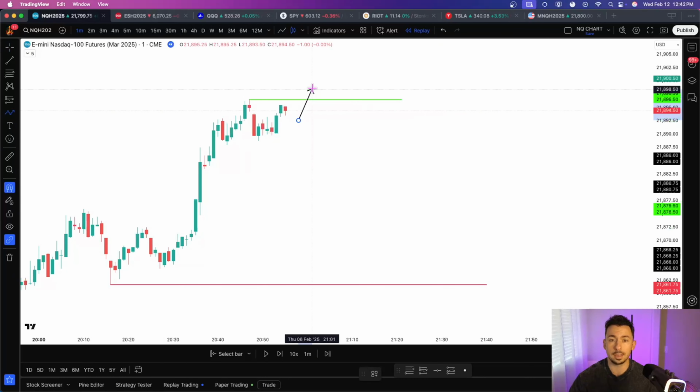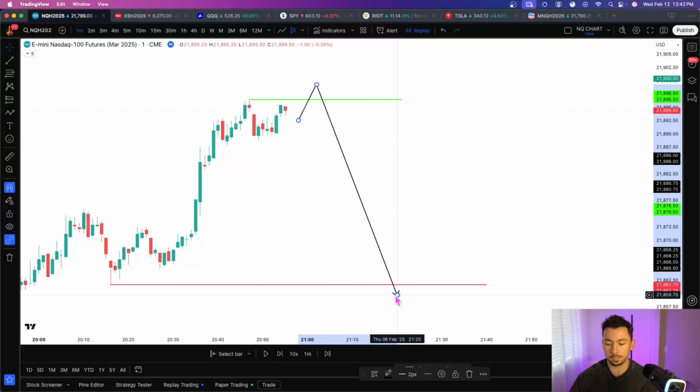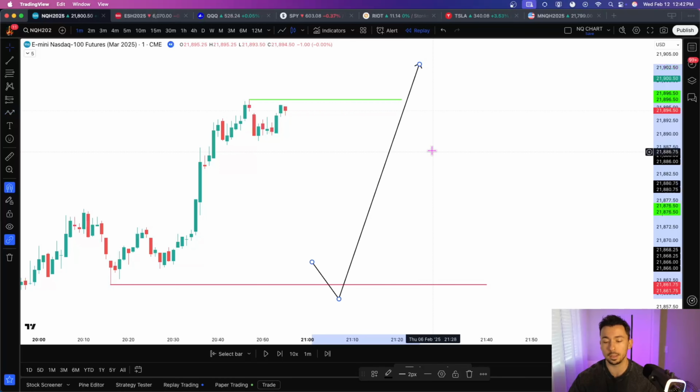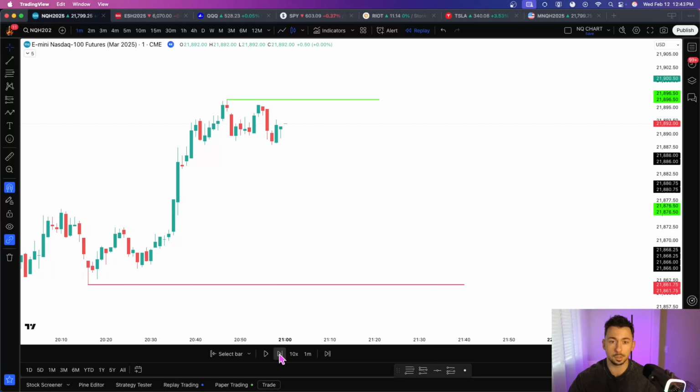And as always, if the high gets swept first, where are we targeting? We're looking for the lows to get swept, and vice versa. If the lows get swept first, where are we targeting? We're looking for the highs. So let's move the market forward and see which one gets swept first.